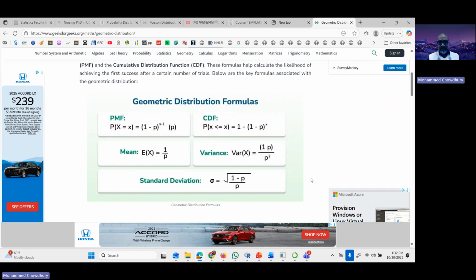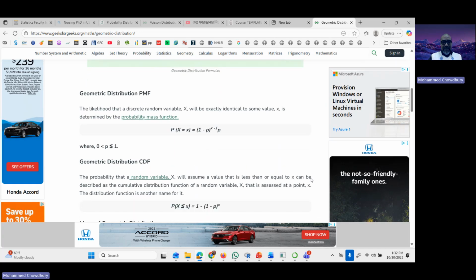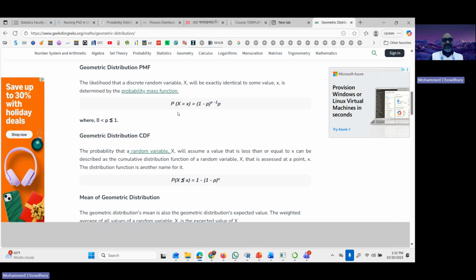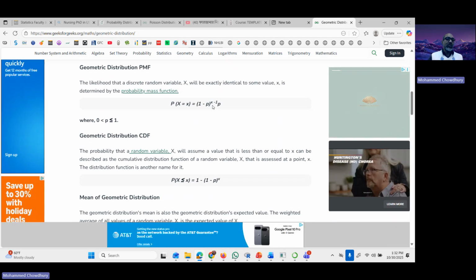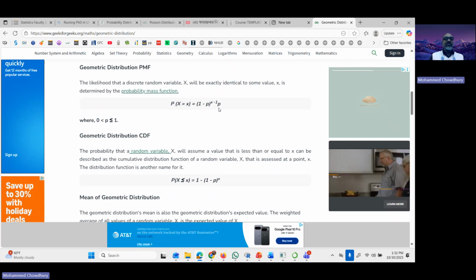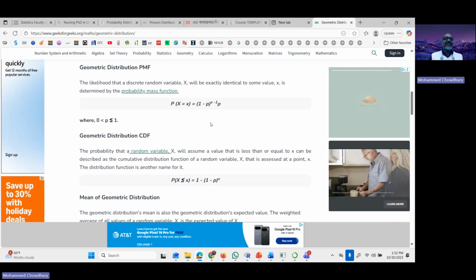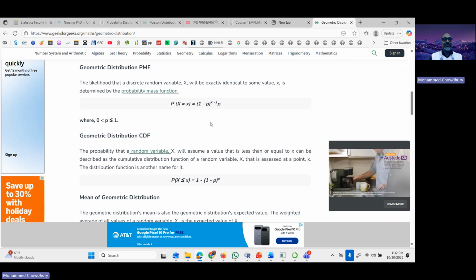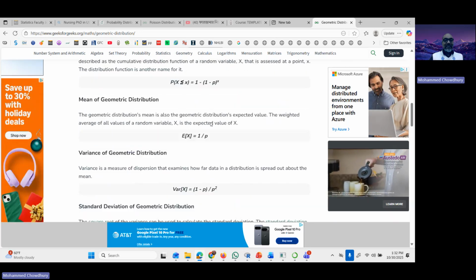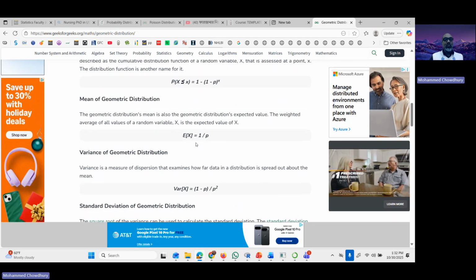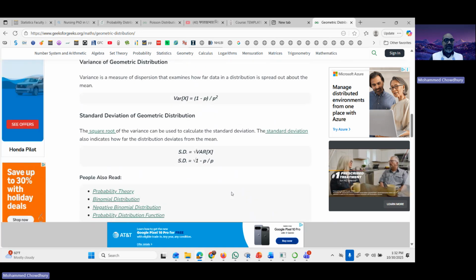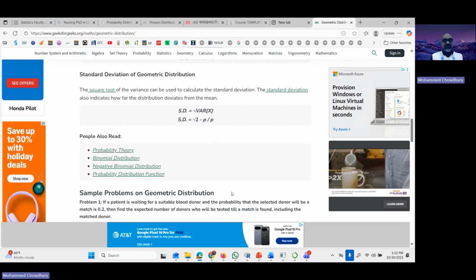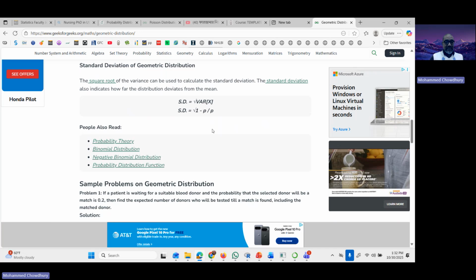So now this is the formula where x is the number of trials. It is (1 minus p) to the power x minus 1 times p, where x stands for the number of trials. In such cases, the mean is 1 over p and the variance is q over p squared. Standard deviation is written this way.